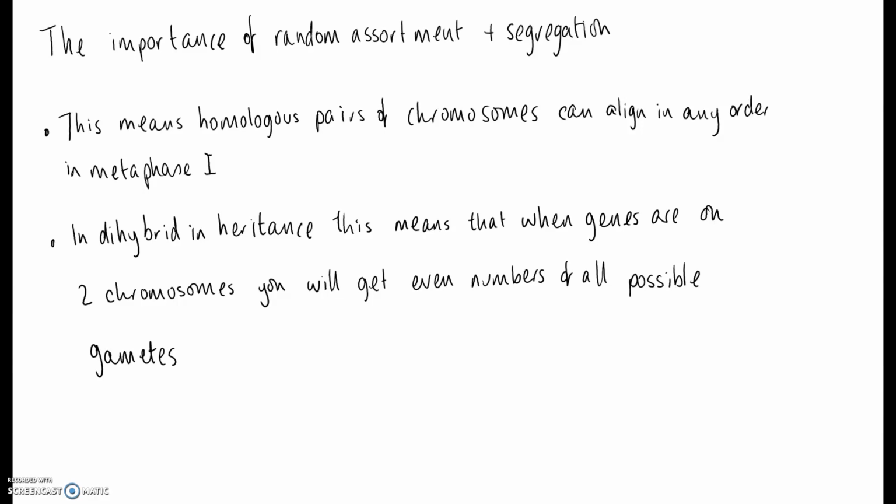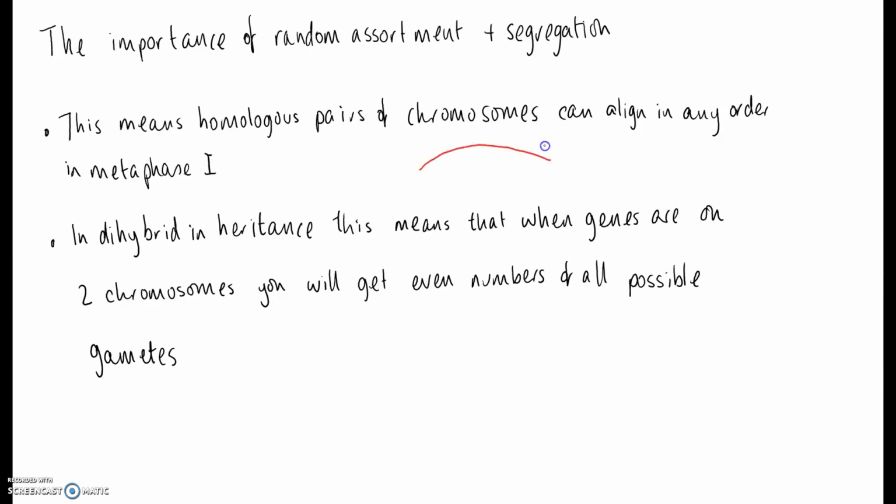Hello, in this video I'm trying to explain to you about linkage and the more complicated bits of genetics. So first of all, it's really important to understand the importance of random or independent assortment and segregation. So what that means is when the pairs of homologous chromosomes can align in any order in metaphase 1.